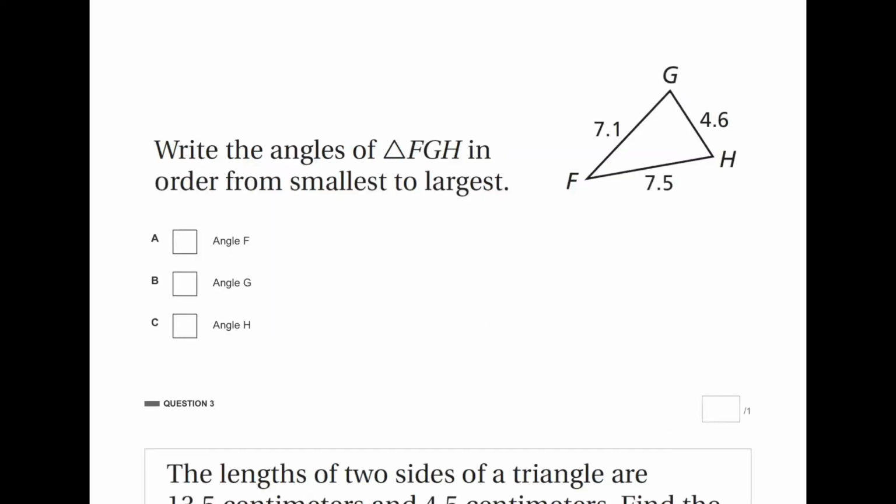The same concept is reversed for triangle FGH. If we're going from smallest to largest, we start with the shortest side. Across from that is angle F. So that would be the first one. The next shortest side is FG, which is 7.1, and the angle across from that is H. So these two should be switched around, and it would be FHG.